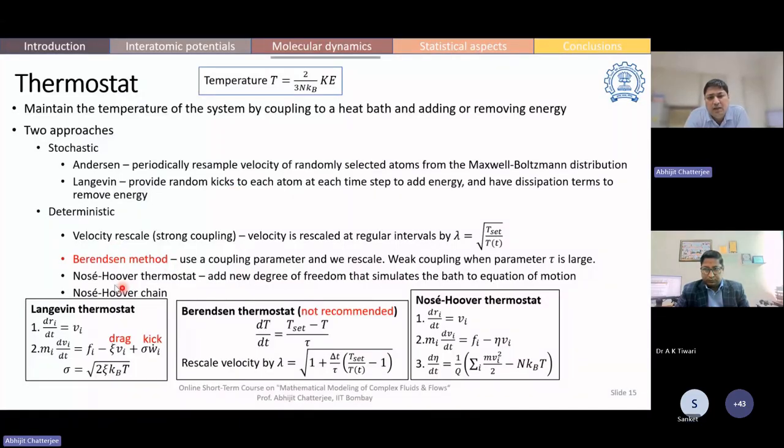There are a few other thermostats. The Nose-Hoover I should mention in particular. This is a very popular thermostat, where we add some new equations of motion to describe the coupling to a heat bath, and this third set of equations would essentially help us bring the system to the correct temperature.